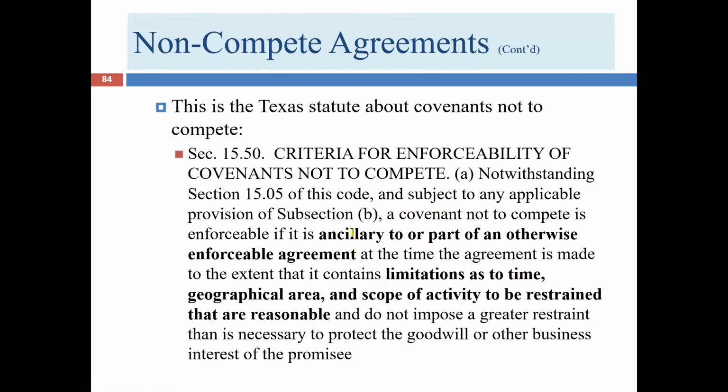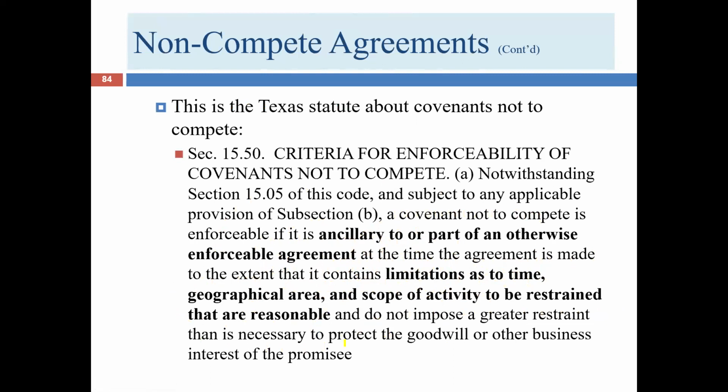That's the first part. And the second part is it has to be reasonable in terms of time, geographic area, and scope of activity. This part here you're going to find in virtually every statute that deals with non-competes, that these have to be reasonable. Now, what courts have decided is reasonable, what's not reasonable, has varied, of course.